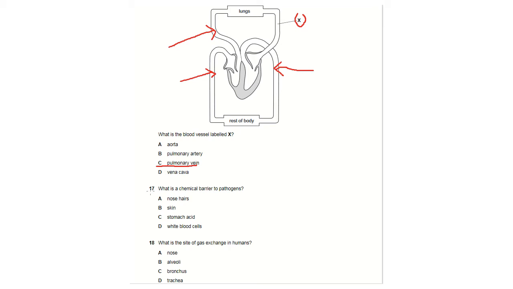Question 17 here also confused quite a few of my students. What is a chemical barrier to pathogens? Nose hair and skin here are mechanical barriers. White blood cells are part of the immune system, so the only chemical barrier here is the stomach acid, C. Last, what is the site of gas exchange in humans? This one you should hopefully be able to remember. Yes, the air passes through the nose, the trachea and the bronchus, but it is in the alveoli, B, that the gas exchange happens with the capillaries inside the lungs.